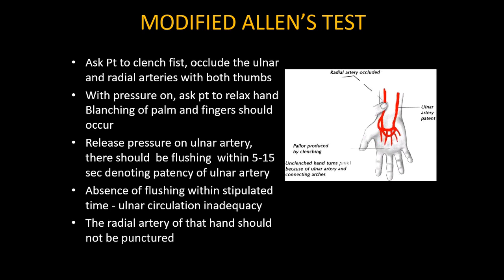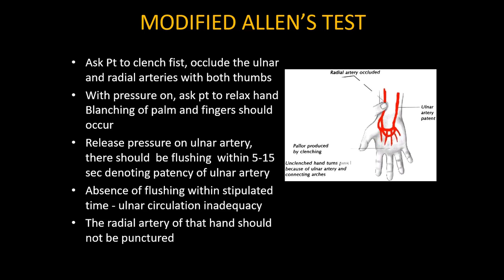Within 5 to 10 seconds, whenever he relaxes the hand, the blanching of palm and fingers should happen, because we have already occluded both the arteries, radial and ulnar. Then one has to release the pressure from the ulnar artery. If the circulation is patent, then within 5 to 10 seconds that blanching will go away and the hand becomes red.